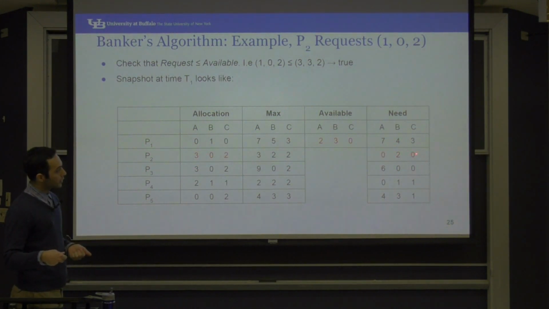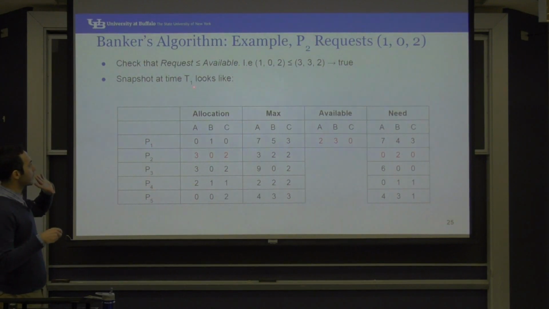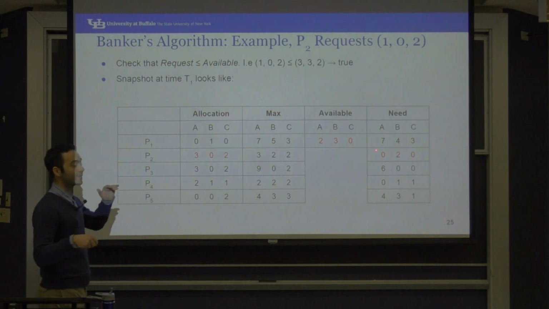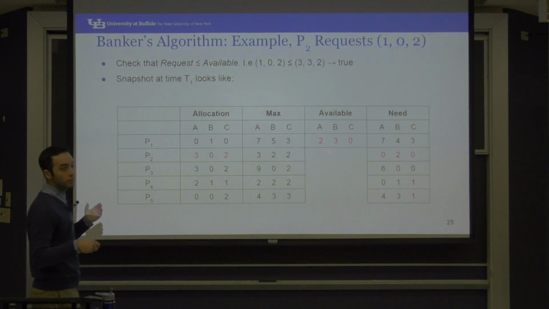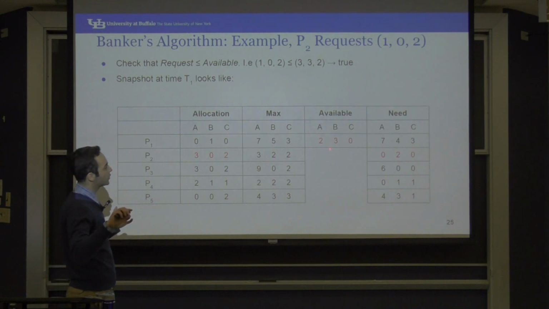And then the same goes with the need, because now it has allocated so much, the need also goes down. So this is what the state will be in T1 if we allocate it. Is this still safe or not? Let's see. Any question? Okay. So is this still safe or not? 2, 3, 0.